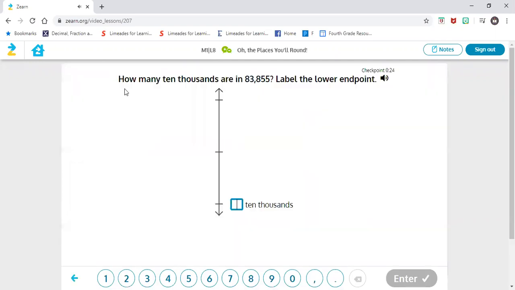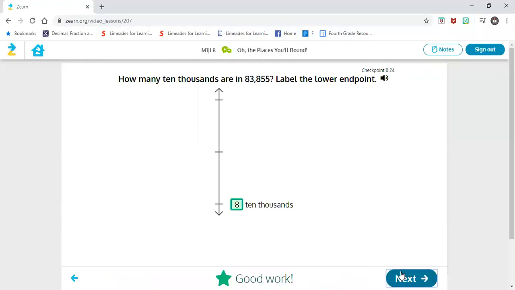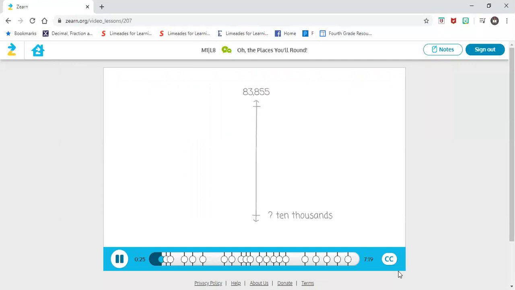So I would definitely be looking at my number and finding my place value. So I have ones, tens, hundreds, thousands, 10,000s. What number do I have in my 10,000s place? Yes, an 8. So I have 8 10,000s. There are 8 10,000s in 83,855. So 80,000 is our lower endpoint. Label that here.